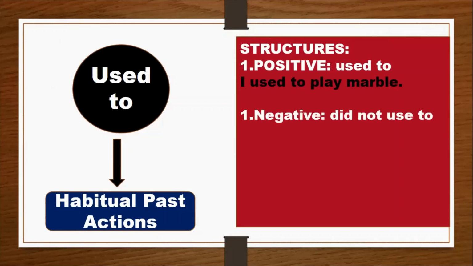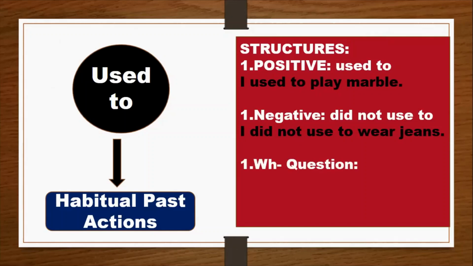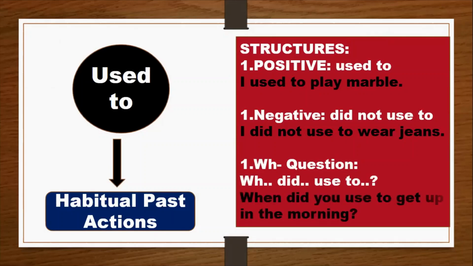If it is negative, then we use did not use to. I did not use to wear jeans when I was a child. And the third one is in the case of WH questions. Again, we use the WH word, did, thereafter the subject, and use to. When did you use to get up in the morning?